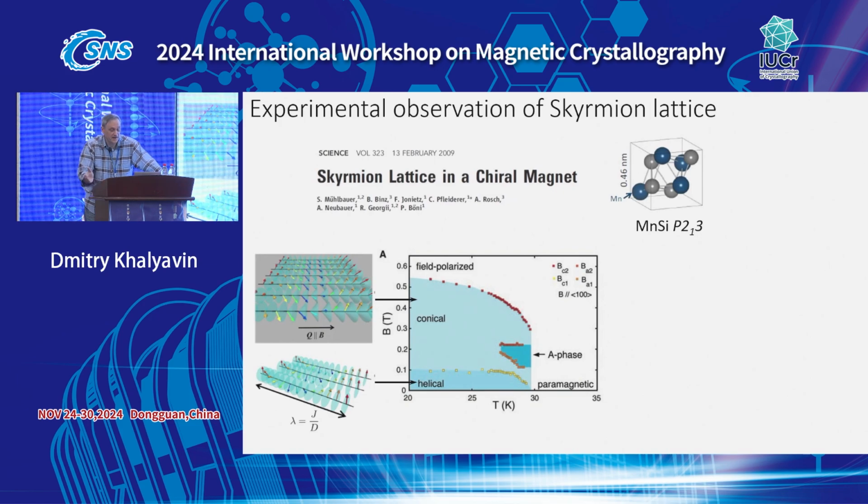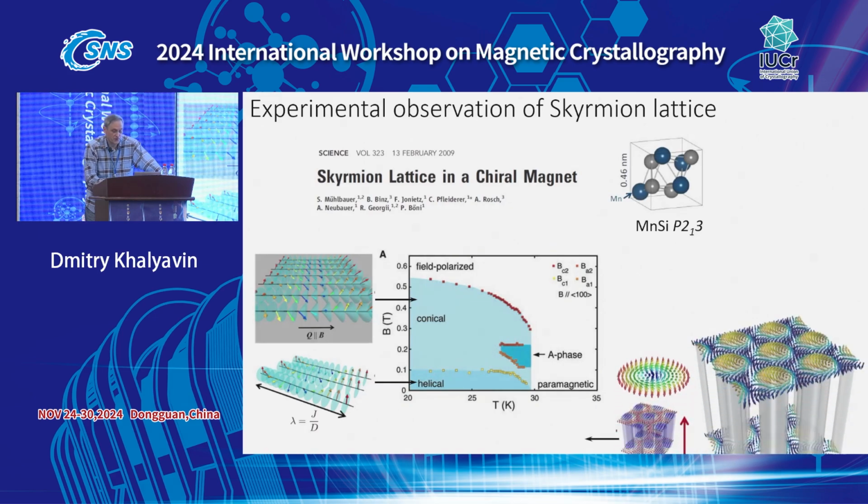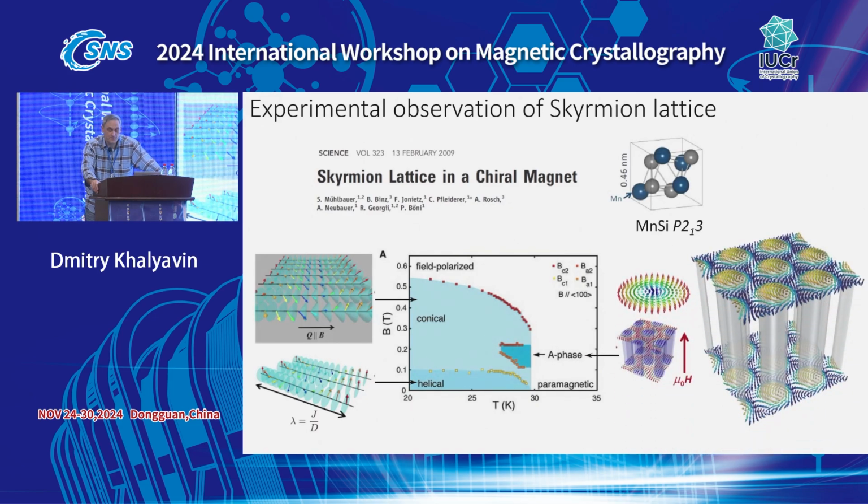So the phase diagram of this material contains a so-called A phase. It's a phase in a narrow temperature and field range, close to the paramagnetic transition, where people believed for a long time that it's just a conical phase. But when German researchers had a look at it with neutron scattering, they found confirmation that it's actually a skyrmion lattice. So skyrmions are ordered into a lattice in these materials in this phase.